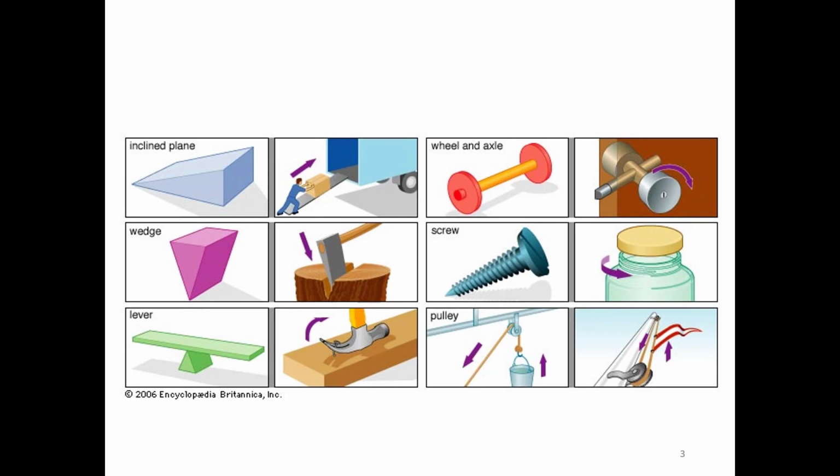Here we have some examples, and we can see in these examples that we use simple machines every day. Here we can see how we can use the inclined plane. For example, the axe is one example of the wedge. The hammer is one example of the lever. The knob is one example of the wheel and axle. The mechanism to close the bottle is one example of the screw. And the flag hoisting is one example of the pulley.